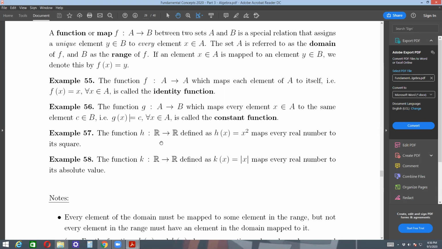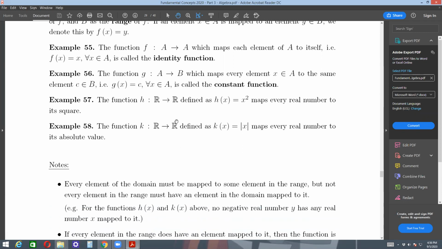So to be more precise, I could have replaced the real numbers with R star, right? Because technically none of the negative numbers are mapped to. So you could actually adjust the range if you want, depending on what the function is. Similarly here, this could also be R star because k of x is the absolute value of x. These are always non-negative.